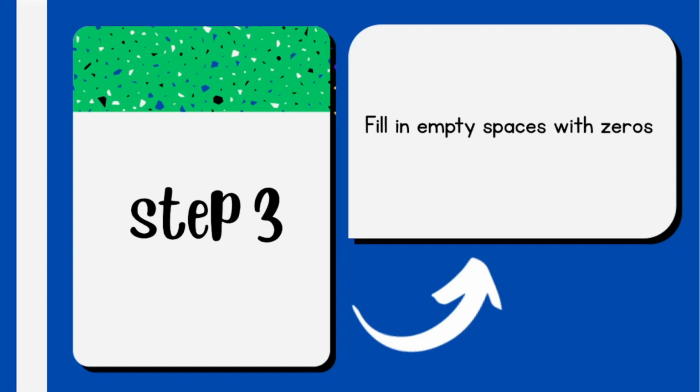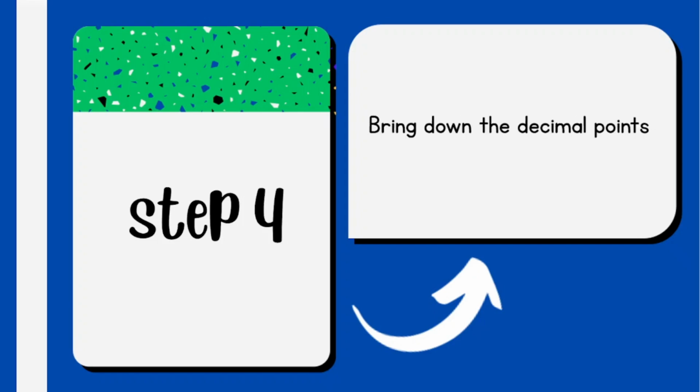The third step is you fill in empty spaces with zeros. So if you have empty spaces after you have arranged them, the next thing is to fill the empty spaces with zeros. And the last part is that in your answer, you bring down the decimal point to the decimal part.